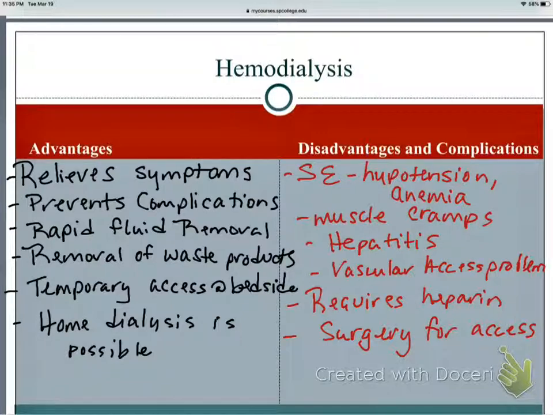So other complications are muscle cramps. They're not really sure medically why that happens, but it does, and this probably has to do with the massive fluid shifts. Again, we talked about hepatitis. Of course, vascular access problems, infection, and so forth, thrombosis. Yes, it requires heparin. And you have to have surgery to access your sites, of course. It's a surgical procedure. So is getting your peritoneal catheter too.